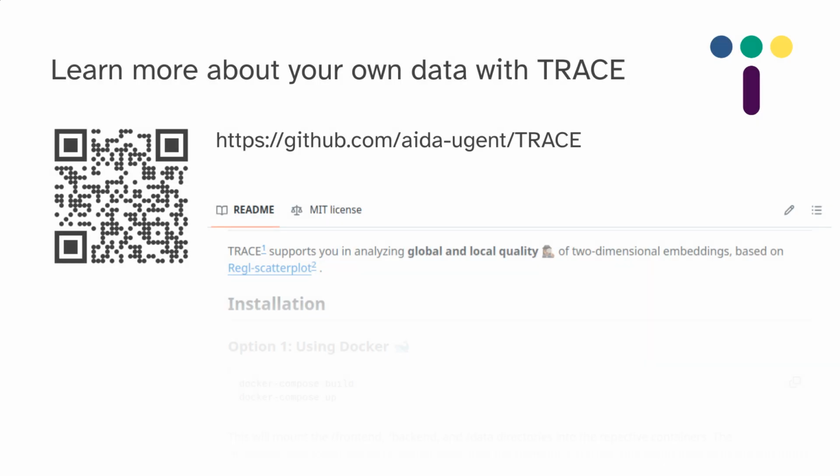In summary, we have shown you how to use Trace to gain insights into the embedding quality from a global, local, and point-wise perspective. The pipeline and interface are designed to be extensible and scalable. The tool is open source and available on GitHub. We encourage you to try it out on your own data.